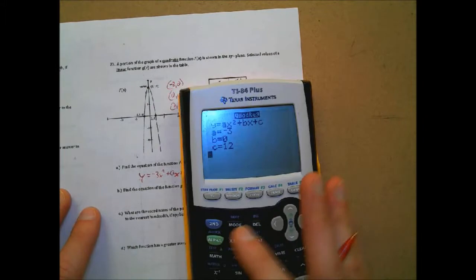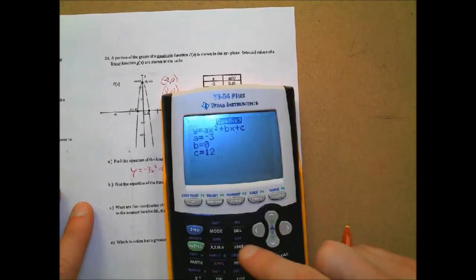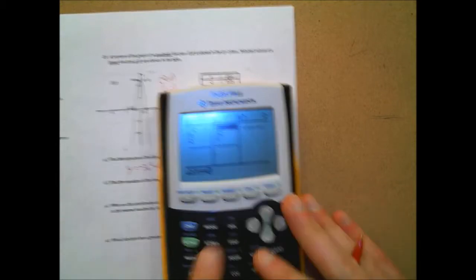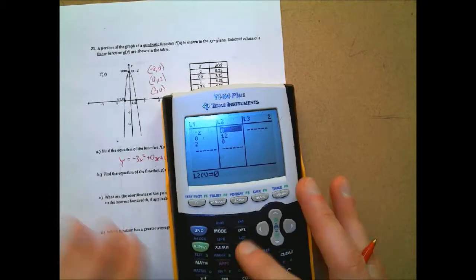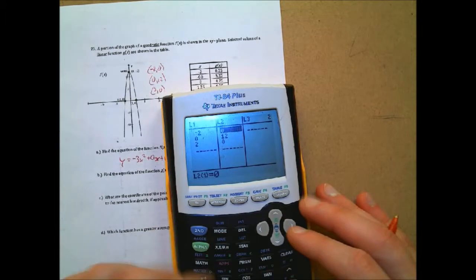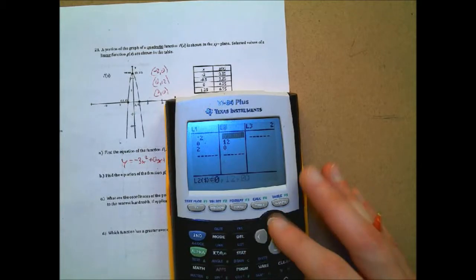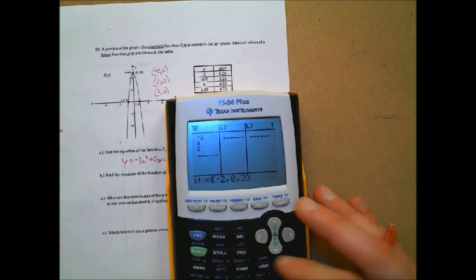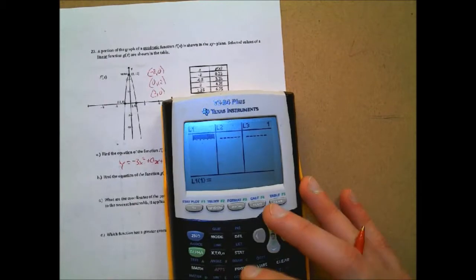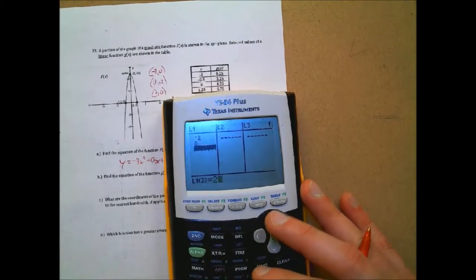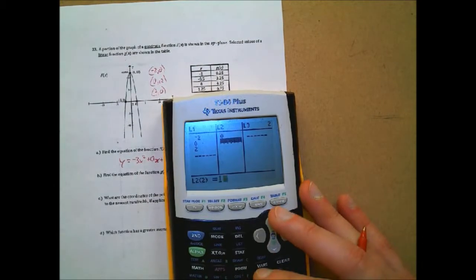Question? Do it again? Yep. Stat, edit. The stat button is right here below delete. So stat and then edit gets you to your lists. Now you want to make sure you have L1 and L2. If you have information in those, arrow up and hit the clear button. Don't hit delete, use the clear button. Just clear them all out. And again, we'll type it in again: -2, 0, and 2. These are my x coordinates. And I'll type in their matching y coordinates: 0, 12, 0.